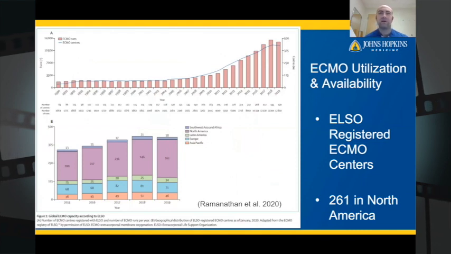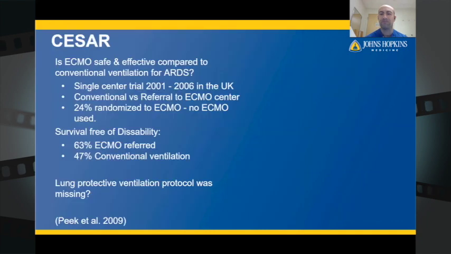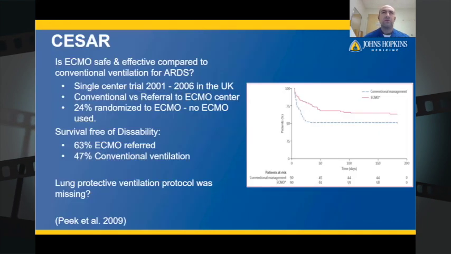On the left here, you can see that around 2009, during the H1N1 pandemic, is where you start seeing higher adoption and growth in the number of centers using ECMO for support. Despite its increasing availability, clearly ECMO is a limited resource that needs to be allocated to patients with the highest chance of survival. So let's review the CESAR study by Peek et al., published in The Lancet in 2009.